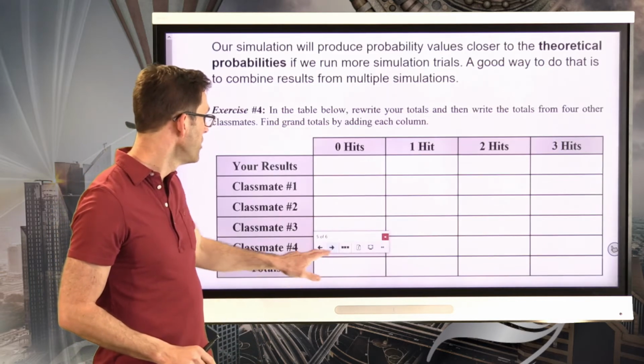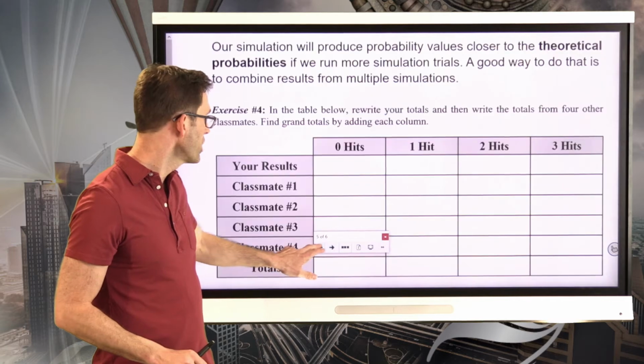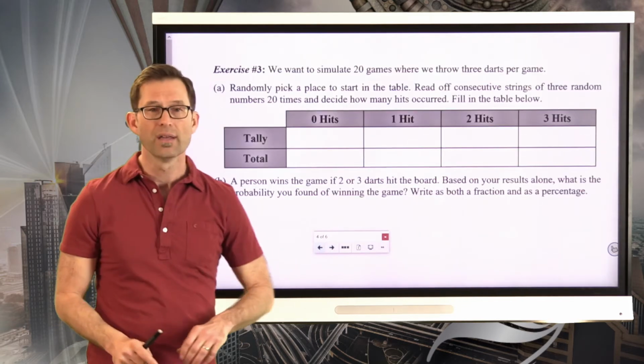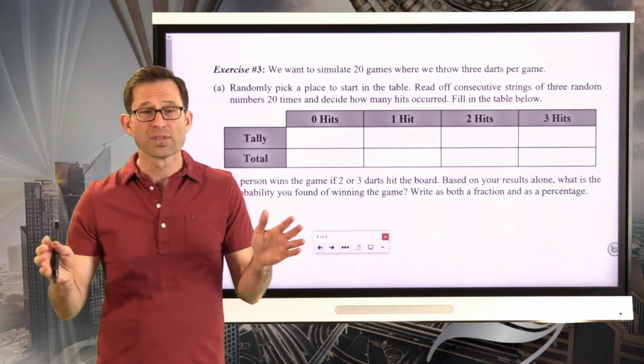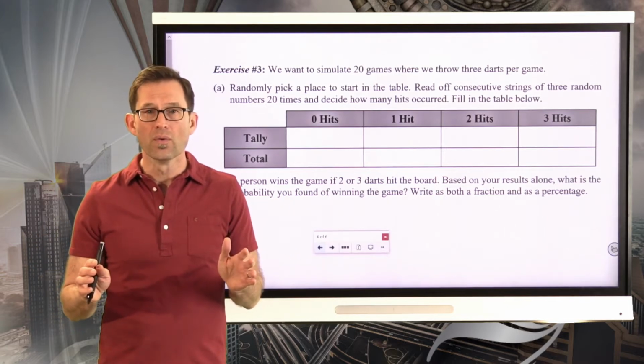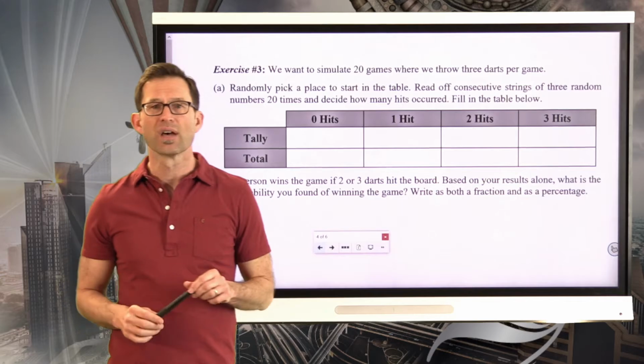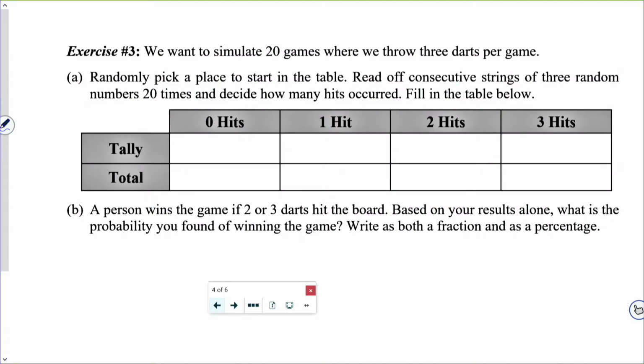Now again, what you're going to be doing at this point is using that table of those values. And all I want you to do, and let's take a look at it in exercise 3, is simulate the game 20 times. I want you to play the game 20 times, okay?